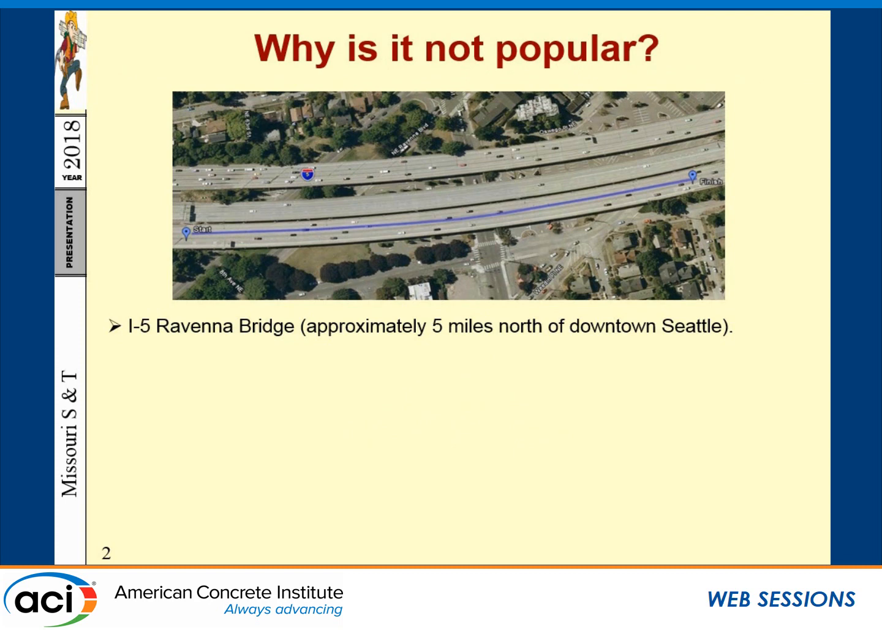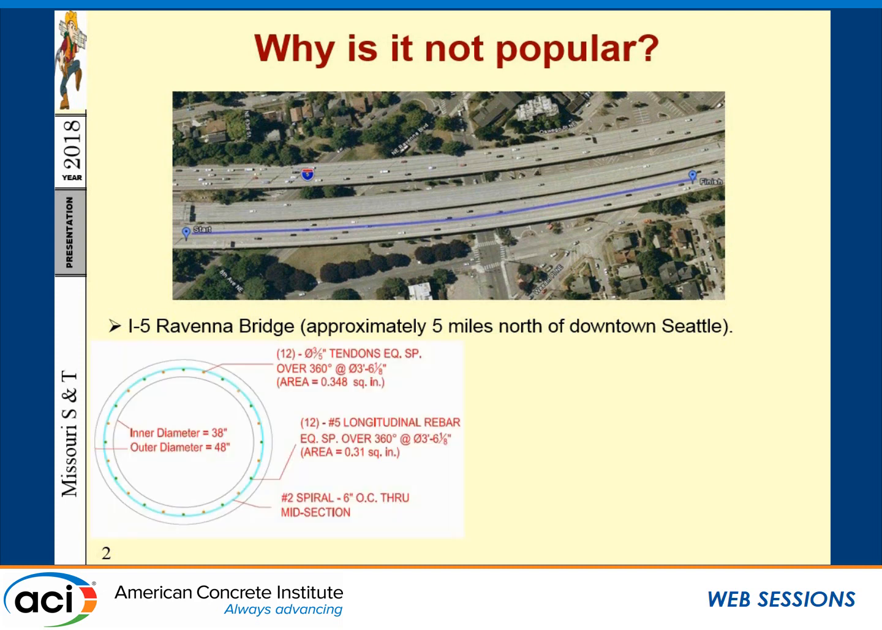We did an assessment for the I-5 Ravenna Bridge, one of the main bridges in the Seattle area. When we started the assessment, we found the bridge columns are hollow core columns with a very thin concrete wall. And we have one layer of reinforcement, and these are spirals.